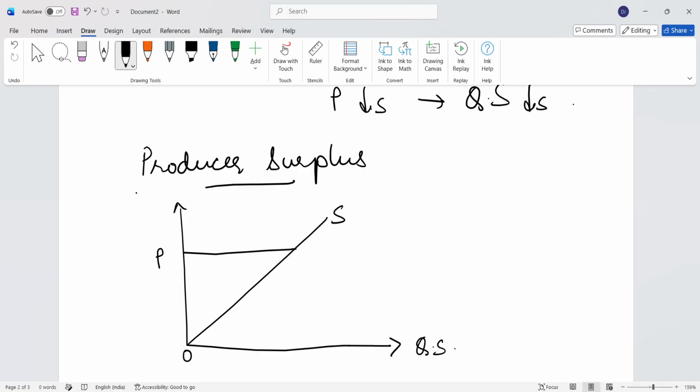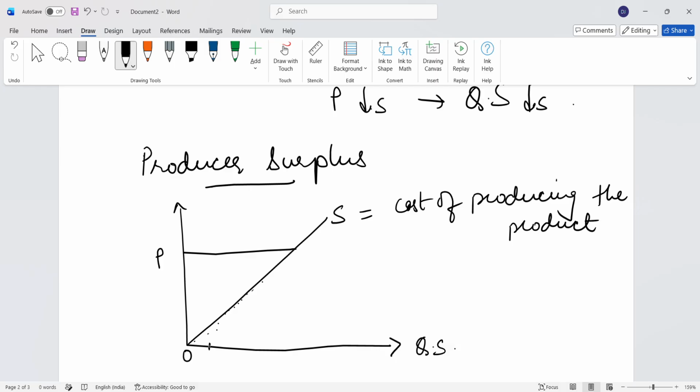Now producer surplus is basically the difference between cost of producing the product. The supply curve basically gives you the cost of producing the product. So it tells you that if 1 unit of product is produced, what's the cost? If an additional unit is produced, then what's the cost? The total cost of the two. Or if you just look from here to here, it tells you the additional cost, and so on and so forth. So the supply curve gives you actually the cost of producing the product.